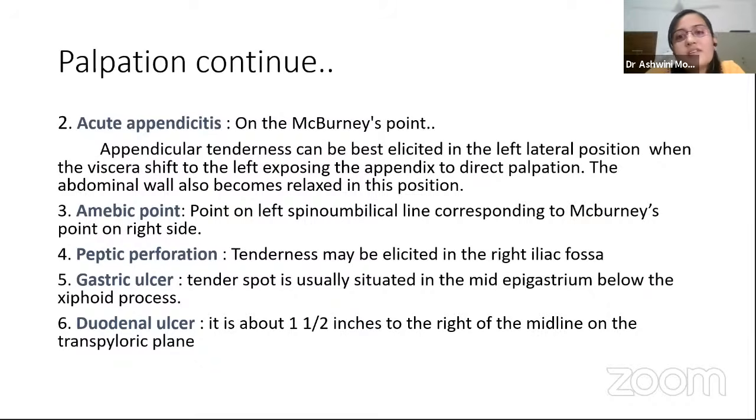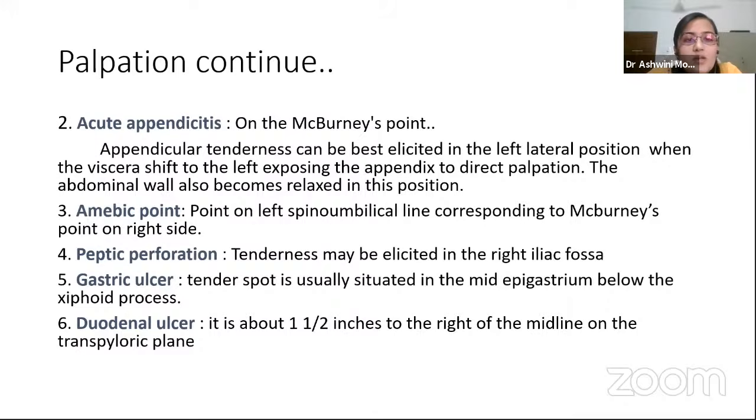Appendicular tenderness can be best elicited in the left lateral position, when the viscera shift to the left side, exposing the appendix to direct palpation. The abdominal wall also becomes relaxed in this position. So that is the better position to examine, the left lateral position for appendicitis.